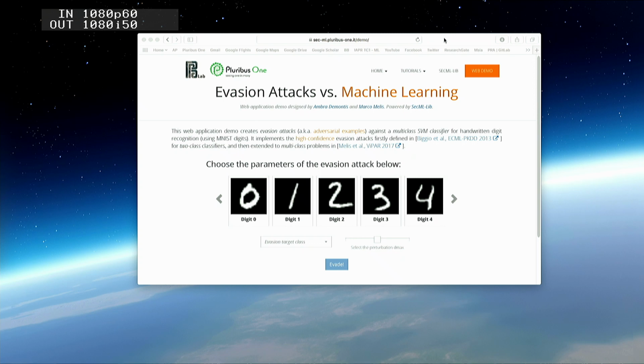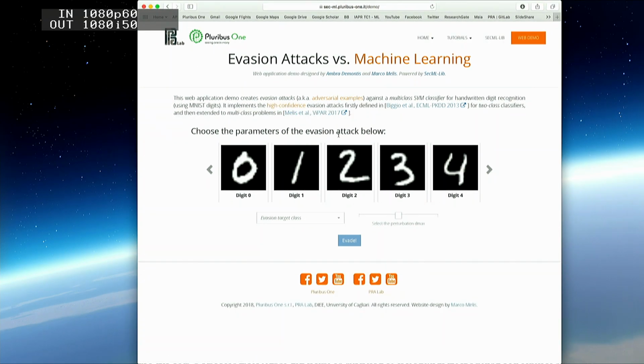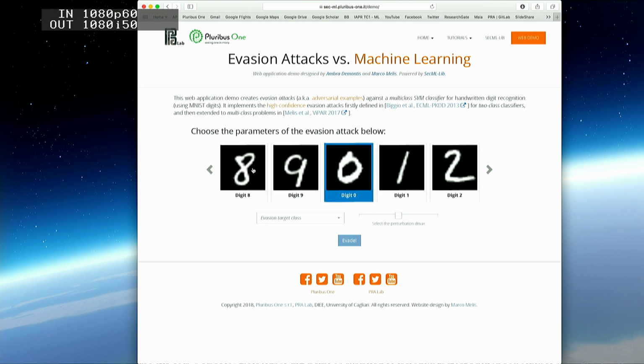Okay, so that's the website. You can pick some digits here. Let's take 0, for example. And then you can select the target class.